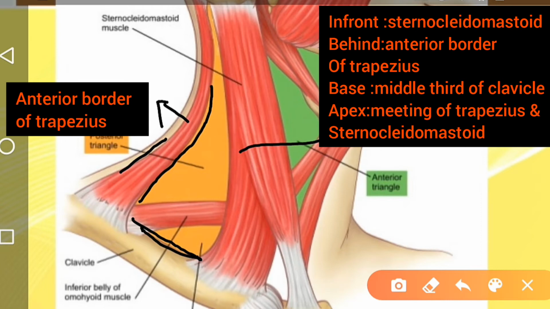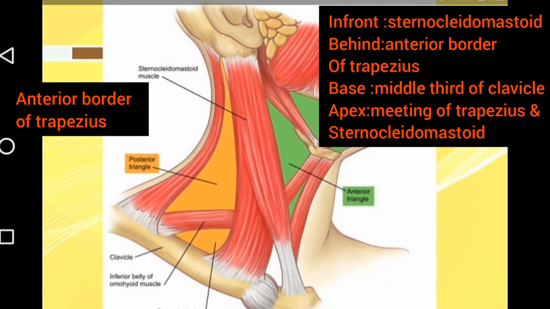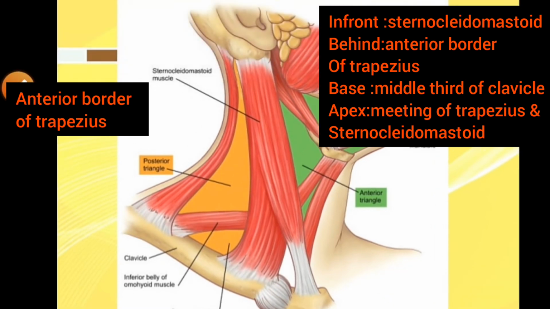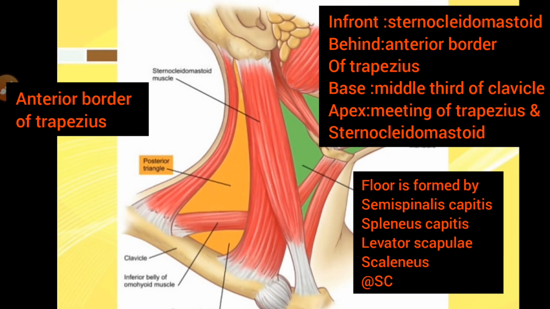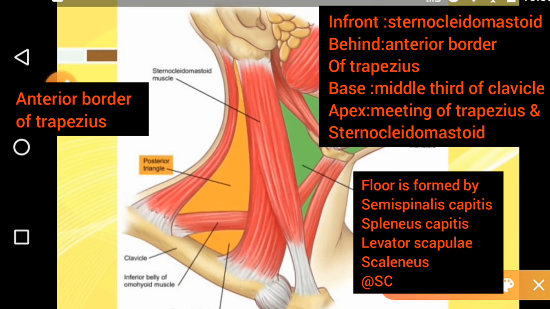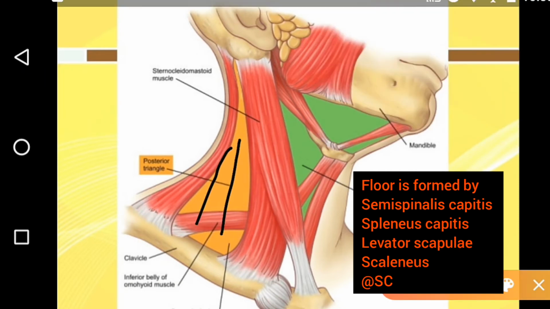by the meeting of trapezius and sternocleidomastoid muscles. As in the picture, this forms the apex. The floor is formed by the semispinalis capitis muscle, splenius capitis muscle, levator scapulae muscle, and scalenus muscles. So imagine here's the floor, and it is formed by these muscles.